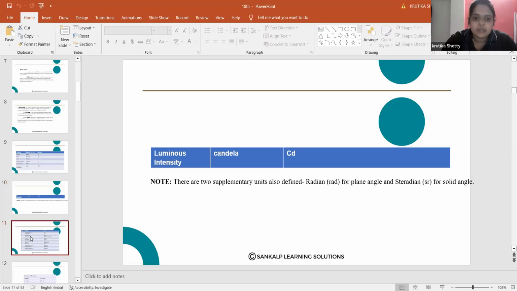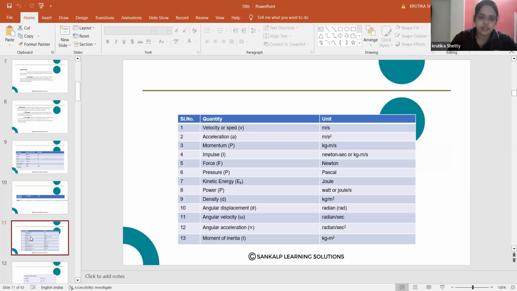Now here, see how to measure, or how to find out the unit of a given physical quantity. As science students, you should know how to calculate or how to derive the units of the physical quantities. So let us see how to do that.